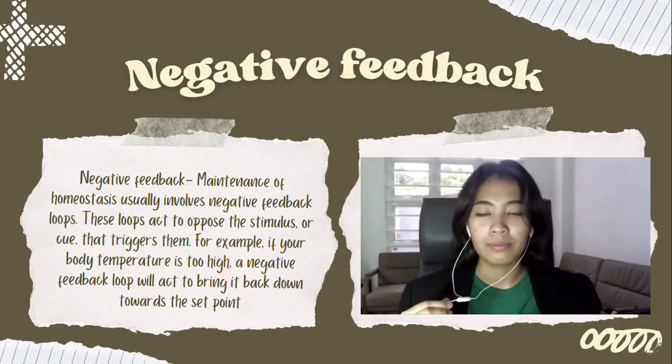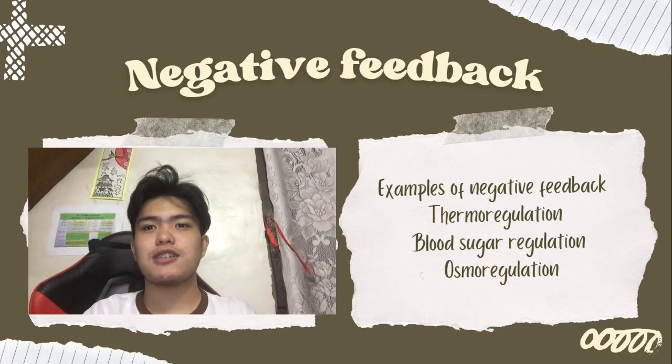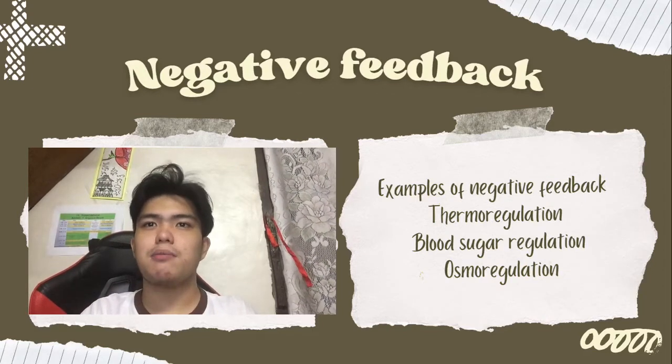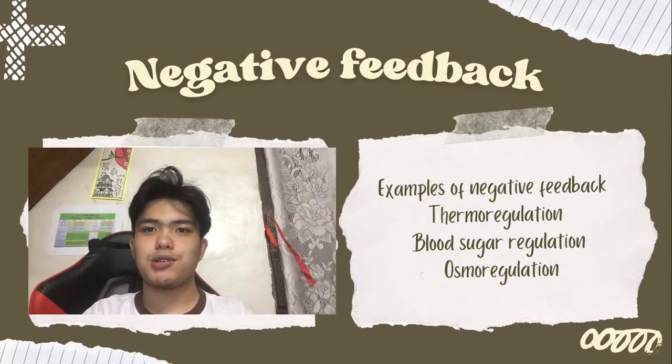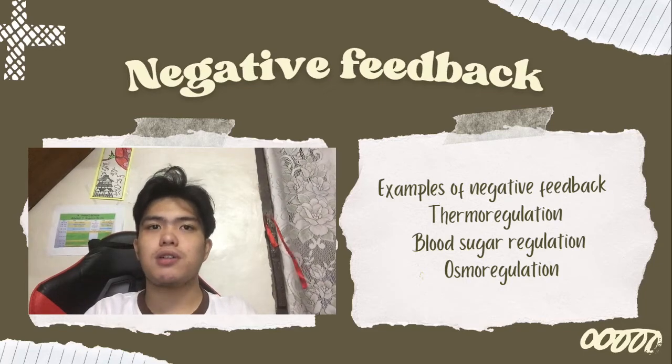Negative feedback. The maintenance of homeostasis usually involves negative feedback loops. These loops act to oppose the stimulus or cue that triggers them. For example, if your body temperature is too high, a negative feedback loop will act to bring it down towards the set point. Now, the examples of negative feedback are thermoregulation, blood sugar regulation, and osmoregulation.